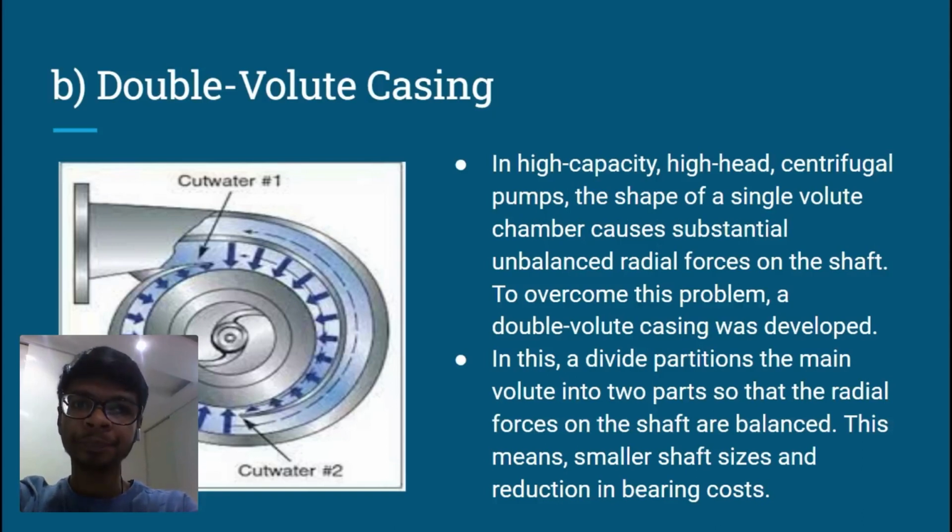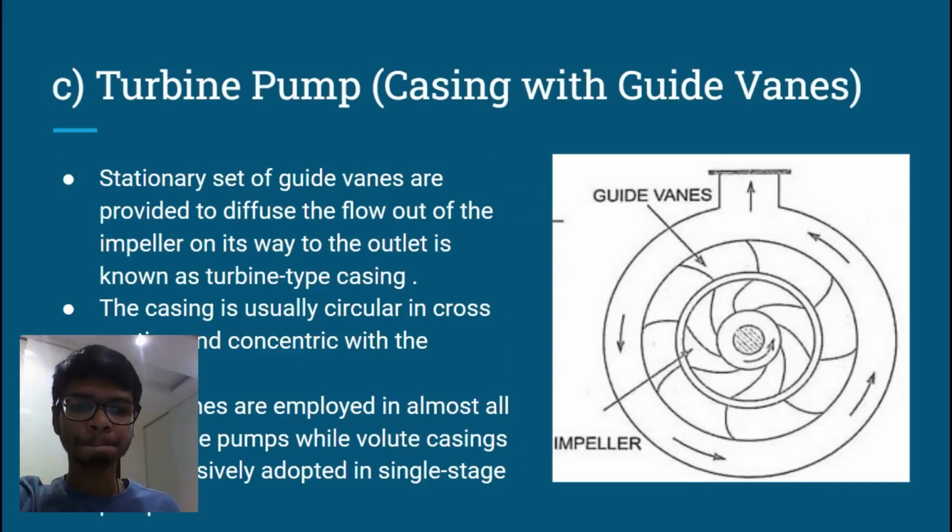So in this, a divide partition is made so that it divides it into two parts. The radial forces on the shaft are balanced. So this means smaller shaft sizes and reduction in bearing costs. At the same time, the main purpose of the volute in acting as a gradual diffuser of the velocity is also achieved. Moving forward to the turbine pump.